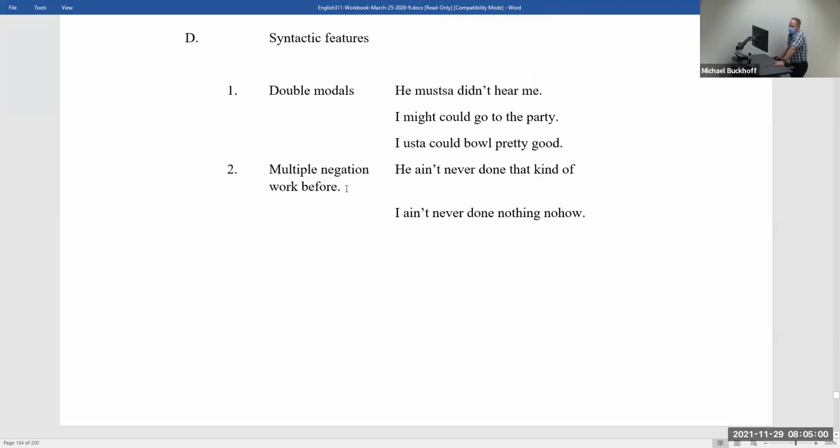Multiple negation, he ain't never done that kind of thing, or he ain't never done that kind of work before. I ain't never done nothing, no how, no way. 3, 4, that's 5, double negation. Wow. And I think using the word ain't in the South is not stigmatized that much. You'll see a lot of educated and uneducated people together that use it. And I hear ain't out here. So it's not just in the South.